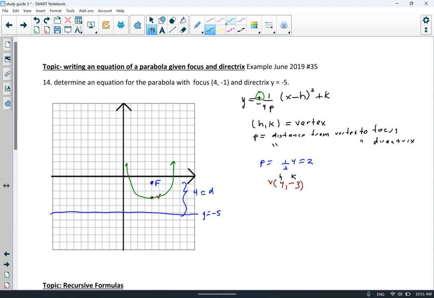So at this point, we have everything we need to create the equation. So it's y = 1/4, p is 2. Again, we're using the positive version of the formula because the parabola is facing upwards. And it's (x - 4)^2. You're reversing the sign of the h, but you don't reverse the k.